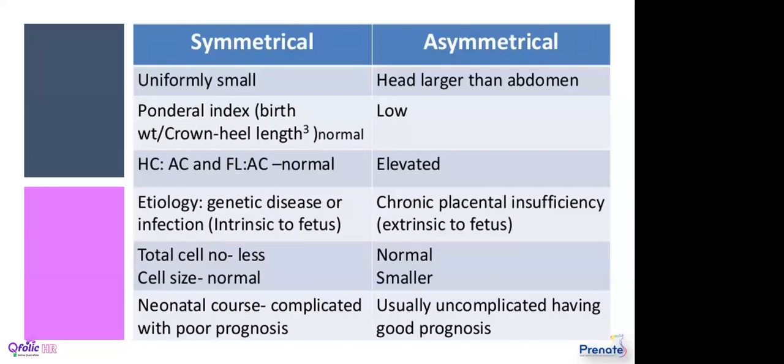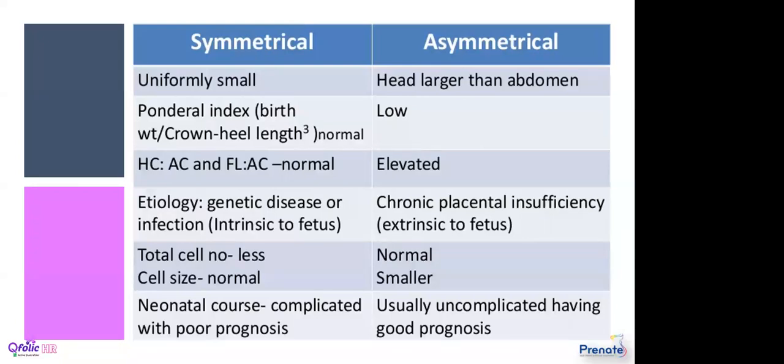It means the head circumference is larger than the abdomen due to the brain sparing effect. There, the ponderal index is low. There is an elevated ratio of head circumference to abdominal circumference. There is chronic placental insufficiency. The number of the cells is normal, but the size of the cells is decreased.